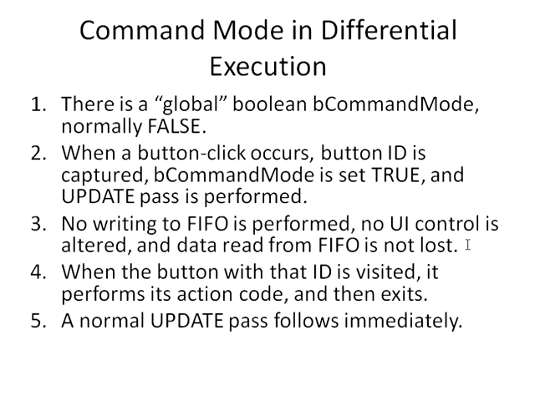In that update pass, it's modified by this boolean saying that no writing to the FIFO is performed, no UI control is altered, and data read from the FIFO is not lost. When the button with that ID is visited, it performs its action code and then exits. That exit takes the form of a throw, which goes immediately to the top level, at which point the old value of the FIFO is restored, and then an update pass follows immediately.